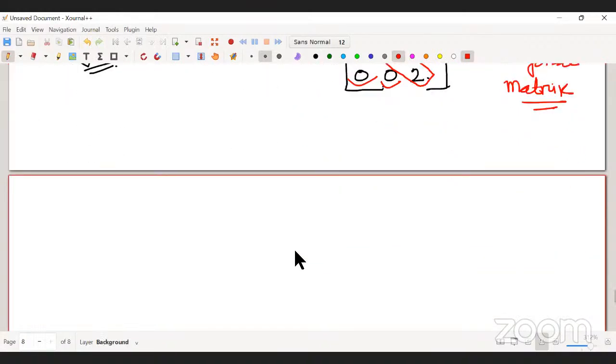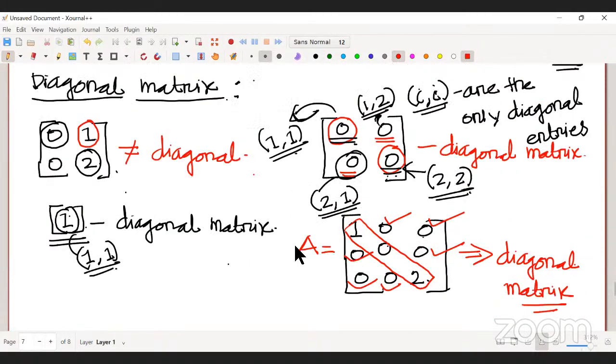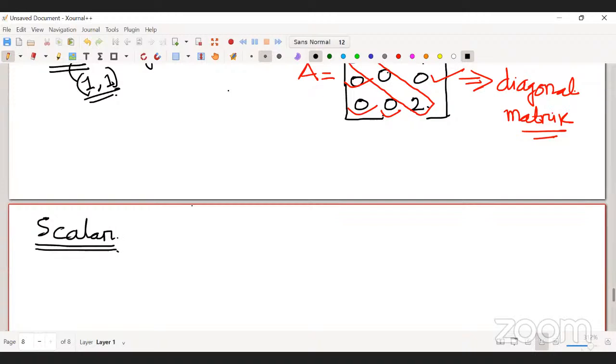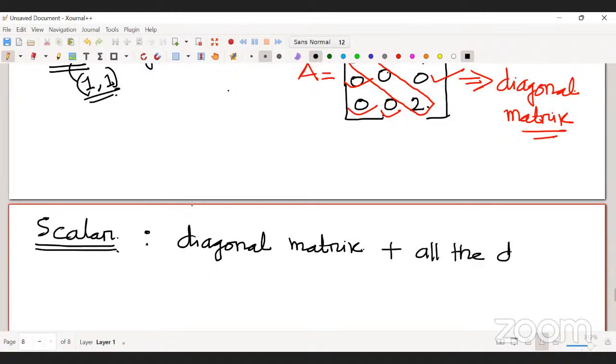One more subclass of diagonal matrix is called the scalar matrix. A scalar matrix is a subclass of diagonal matrix, so here you need one extra condition. A scalar matrix is a diagonal matrix plus one more condition. And what is that condition? All the diagonal entries should be non-zero, and should be the same.